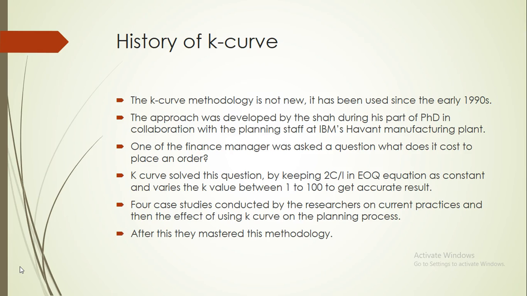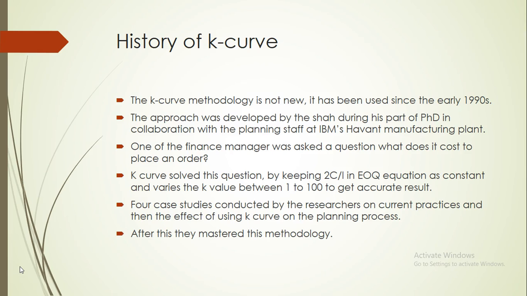It was already known that the square root of 2c by I in the EOQ equation can be treated as a constant k. So why not simply vary the constant k between 1 and 100 and look at the result? Thus, the K-curve was created and the methodology was born.